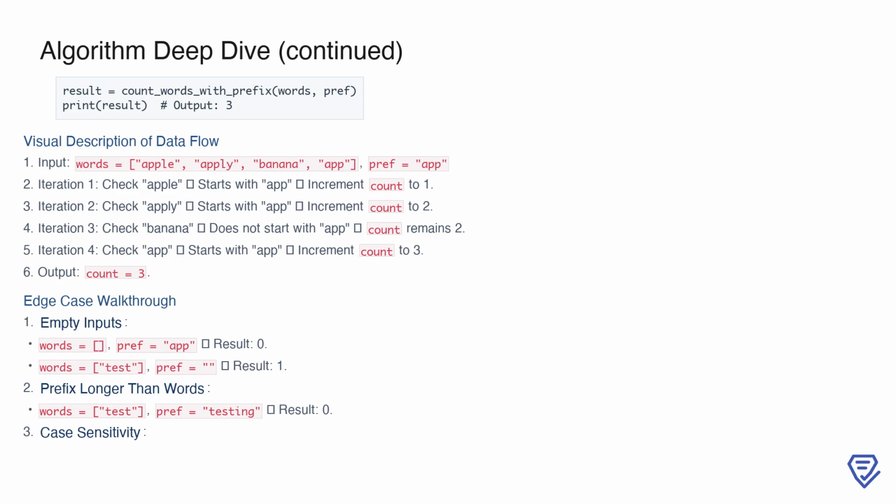We can also examine a few edge cases. If the words array is empty, the function simply returns 0 as there are no words to check. If the prefix is empty, every word matches, so the result is the length of the words array. If the prefix is longer than any word, the result is 0. These examples demonstrate the algorithm's robustness in handling a variety of scenarios.